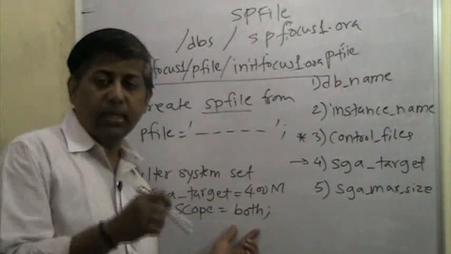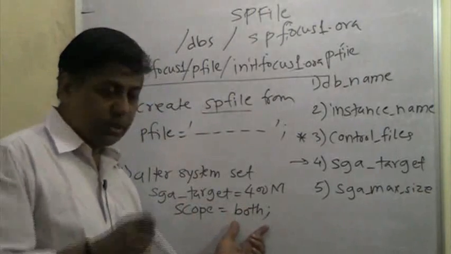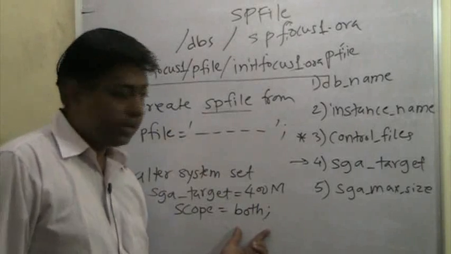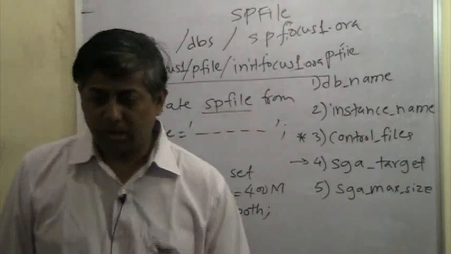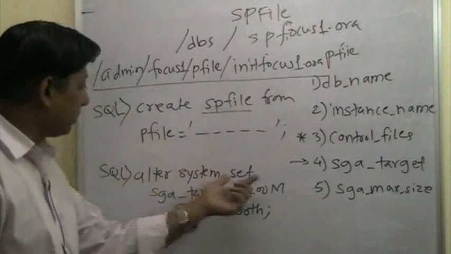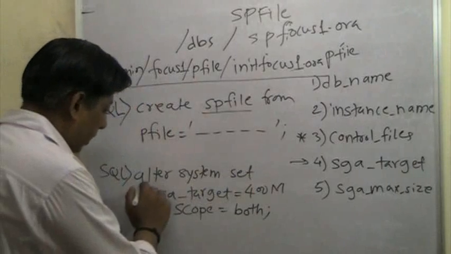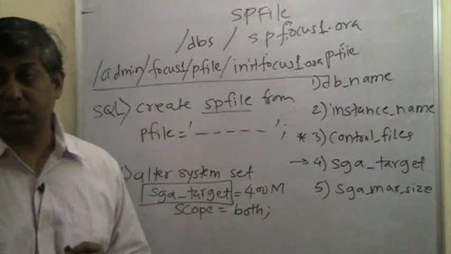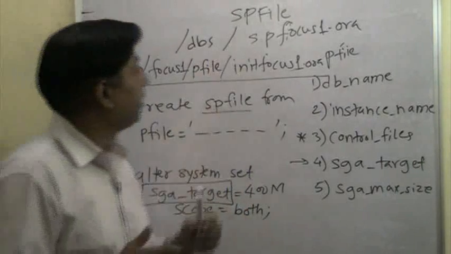Memory is immediately changed right now. SP file makes the change in the SP file, so when we reboot the machine, it will be in effect. And both means do both. So right now it will change, and next time when you reboot the machine it will change too. So this is the alter system command, with the help of which we can change the initialization parameter without shutting the database down. That's the key point, and this can be done by the SP file.